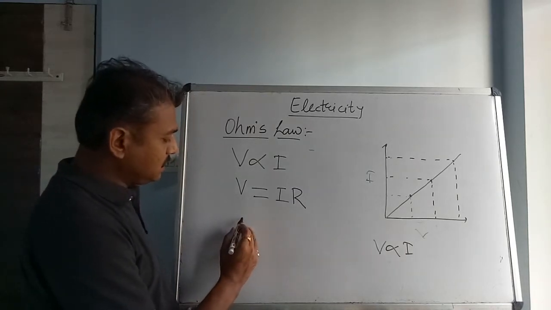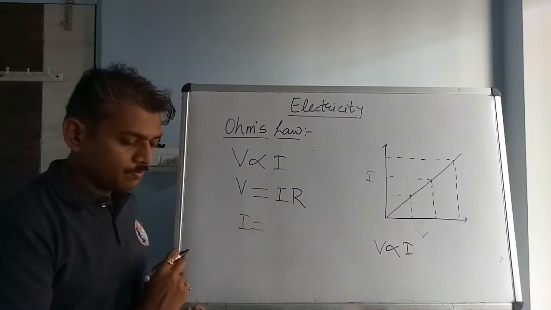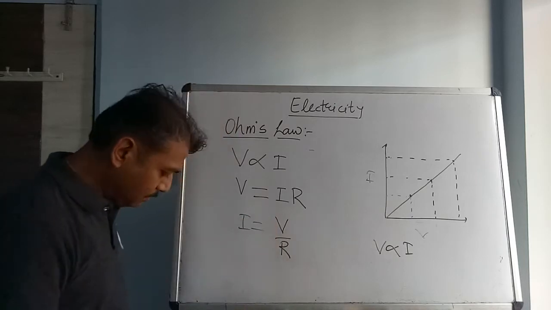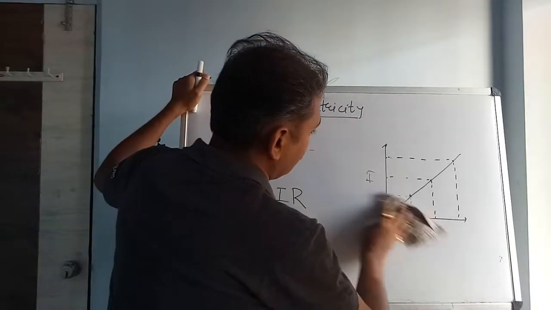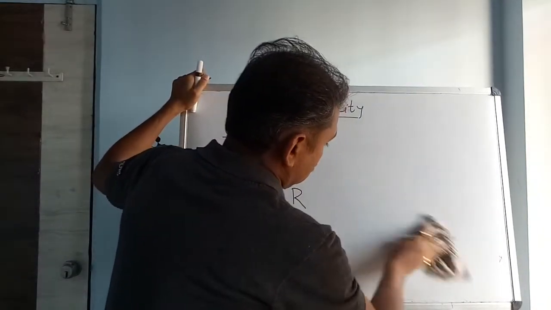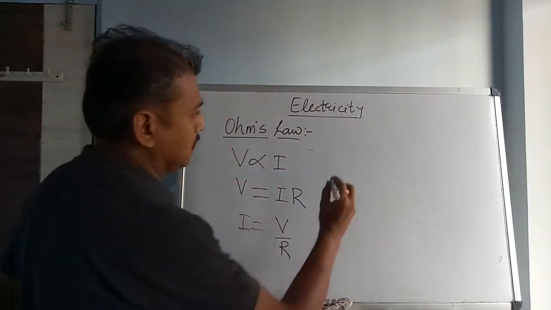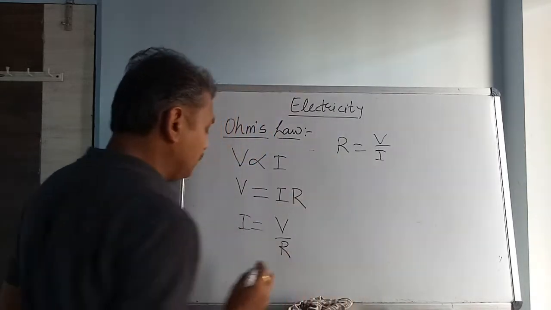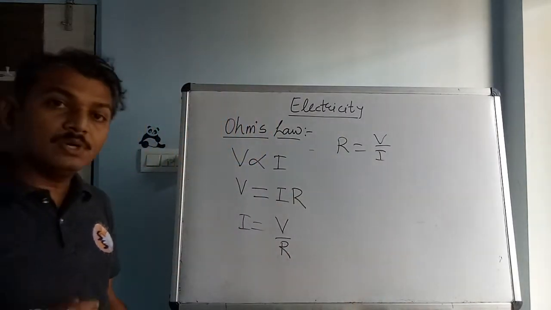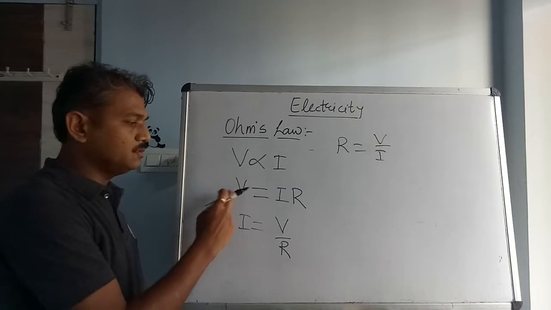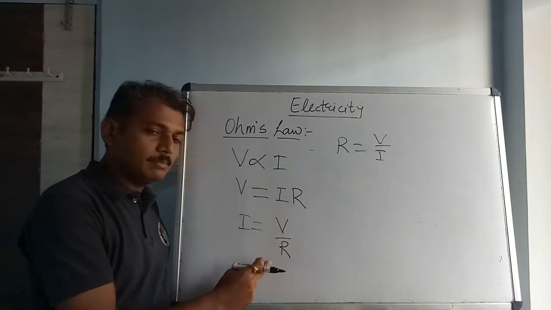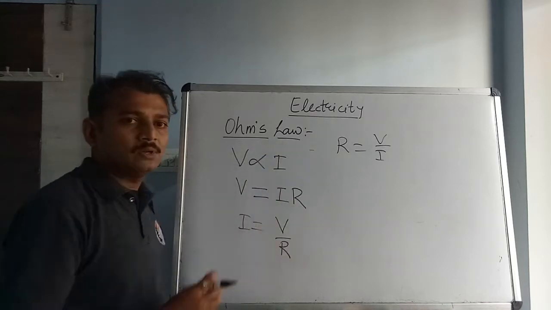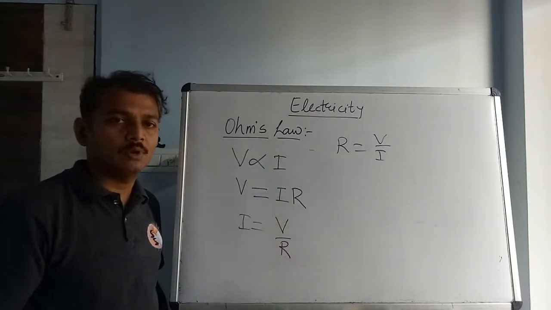This can be rearranged as I is equal to V by R, and this can be again rearranged into the third part as R is equal to V by I. It means these are the 3 equations of Ohm's law: V is equal to IR, I is equal to V by R, and R is equal to V by I. These are rearrangements of the equations of Ohm's law.